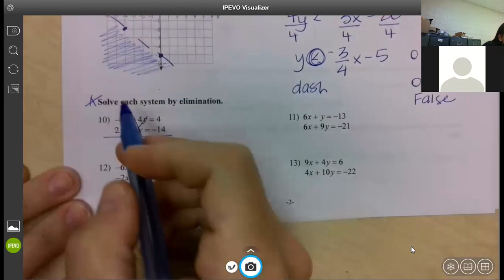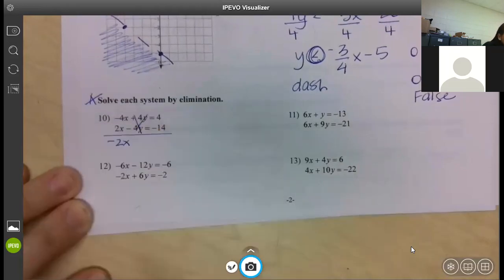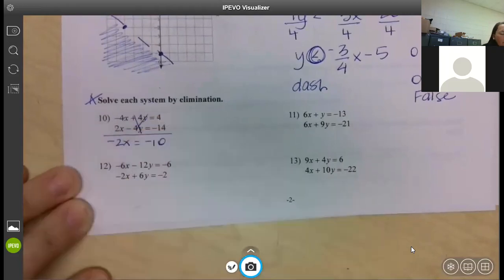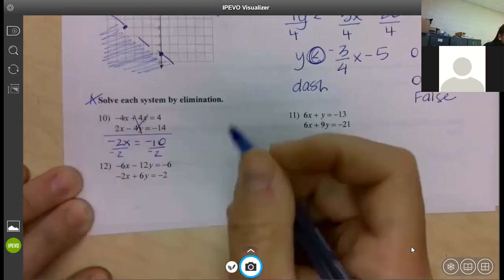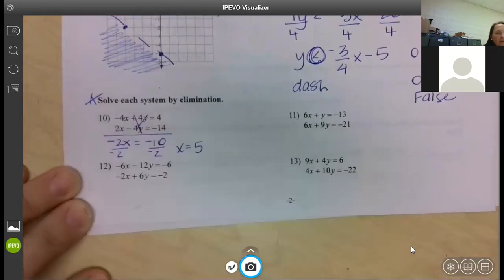-4 plus 2 is -2x. 4 plus -14 is -10. Solve for x by dividing by -2. 10 divided by 2 is 5. A negative over negative makes a positive. So there's the first part of your answer.